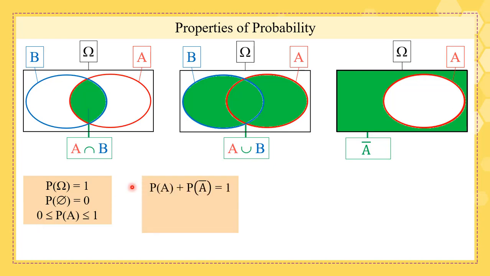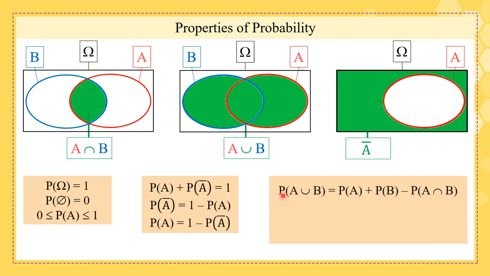Well, P of A plus P of A bar is 1. This is A, as you see, and this is A bar. So if we add the two probabilities, it would be the probability of omega, which is 1. And from here, we can tell that P of A bar is 1 minus P of A, or P of A is 1 minus P of A bar.